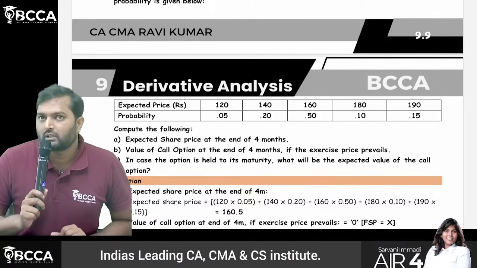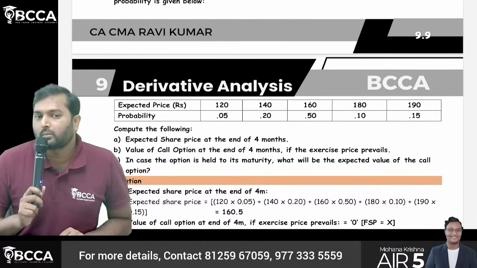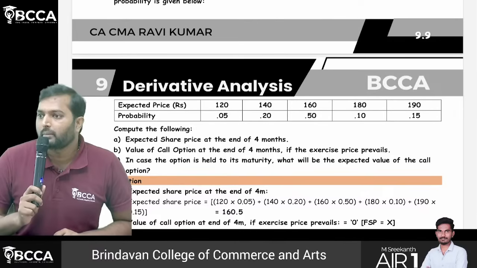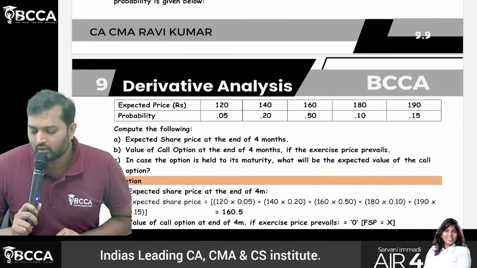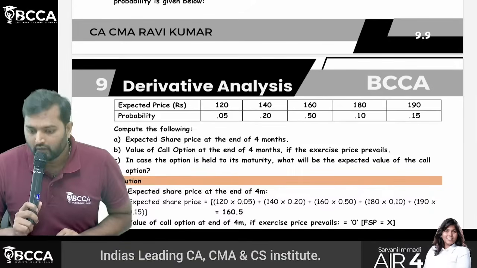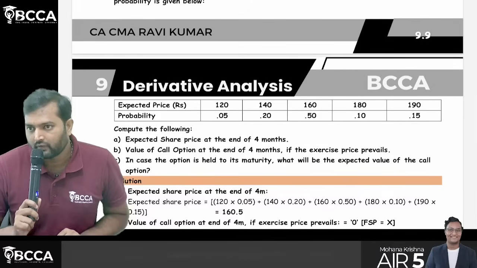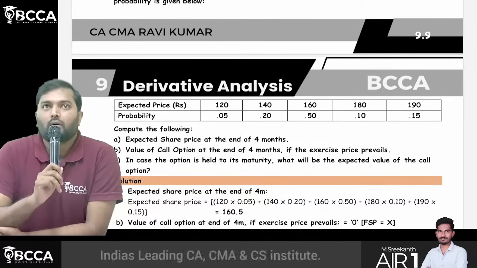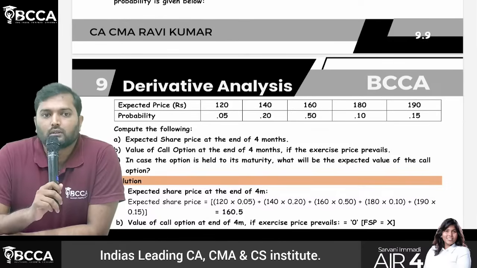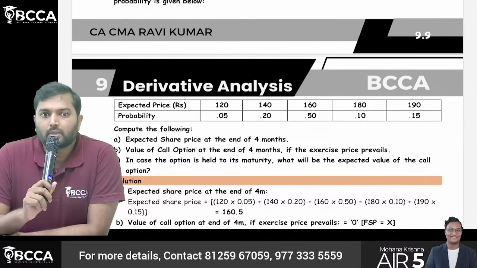Derivative is an instrument the value of which is derived from the value of an underlying asset. Call option is a derivative. Call option value depends upon the value of an underlying asset. What is the value of underlying asset on the maturity? In the present case, 150. Okay, exercise price is also 150. So tell me, what is the value of a call option at the end of 4 months? 0.